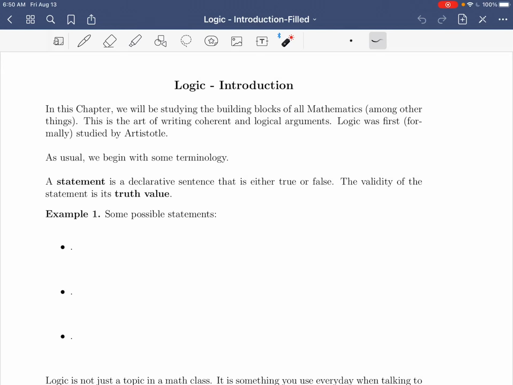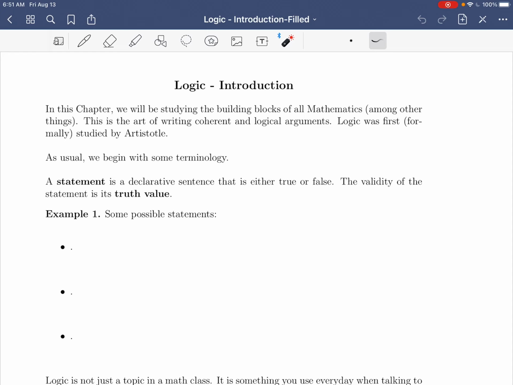In this video, we're going to be studying the building blocks of all mathematics and other things, the idea of logic. So this is a brief introduction into what a logical statement is, talking a little bit about truth values, and then how we can put logical statements, simple logical statements together.